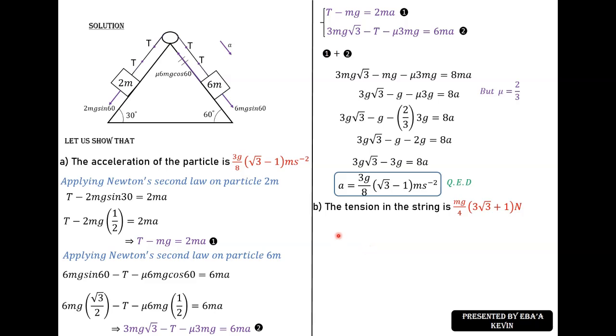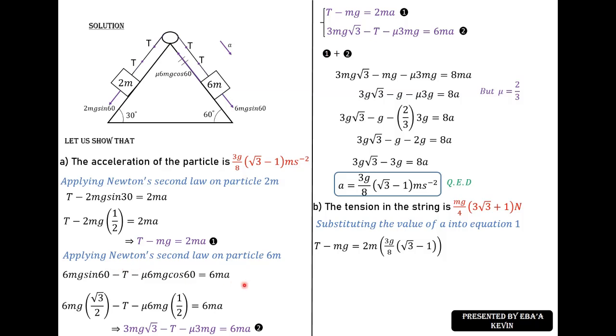So to actually move to the B part, they're asking us to get the tension in the string. You are asked to show that the tension in the string is mg divided by 4 then times 3 square root of 3 plus 1 Newton. So simply to do this, since we already have the expression for the acceleration, we can therefore simply substitute the value of the acceleration either in equation 1 or equation 2. So we are going to substitute the value of the acceleration a into equation 1.